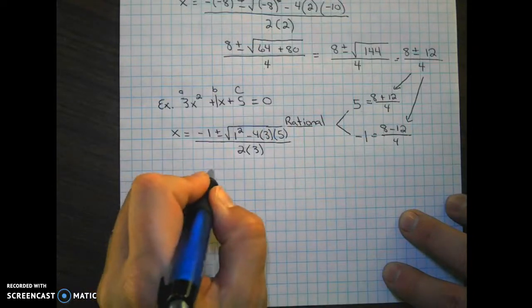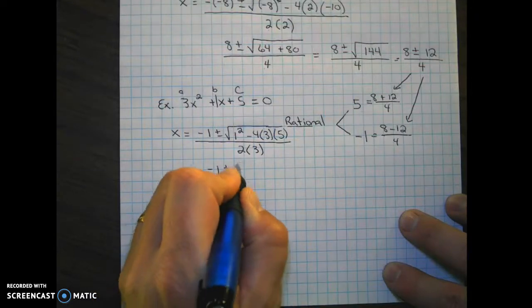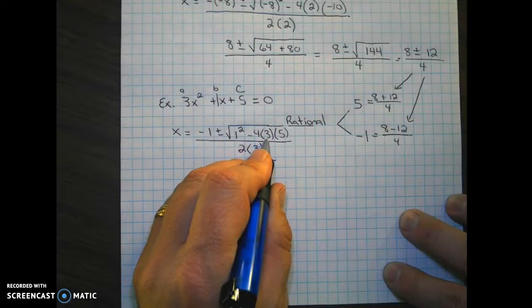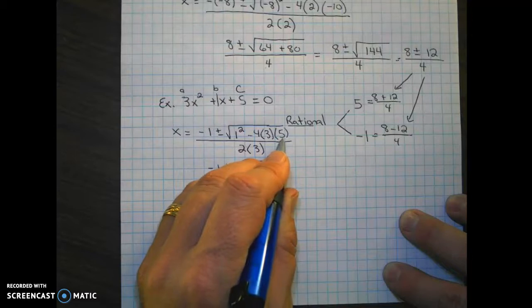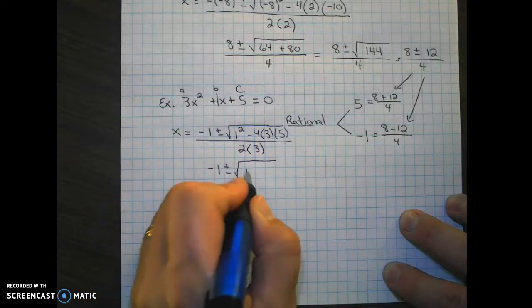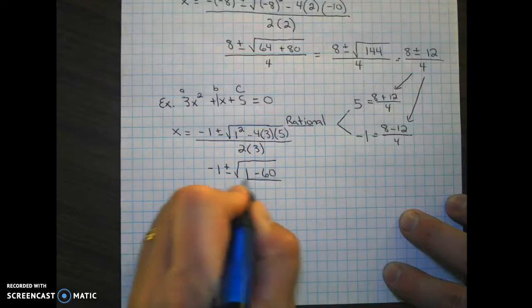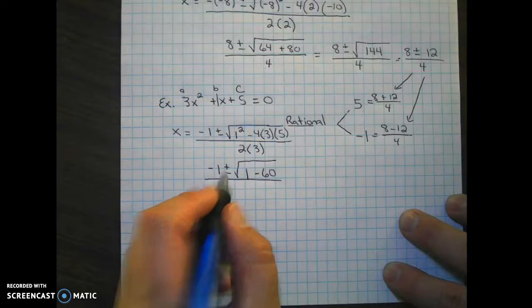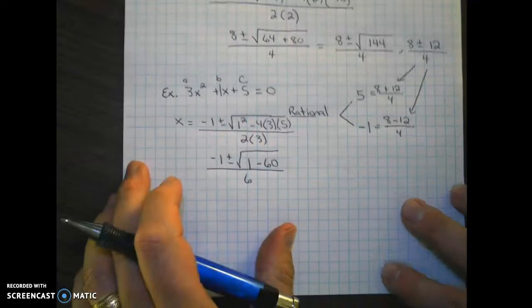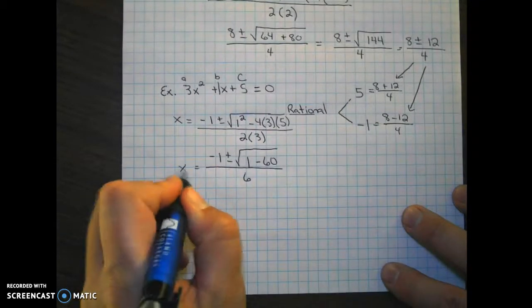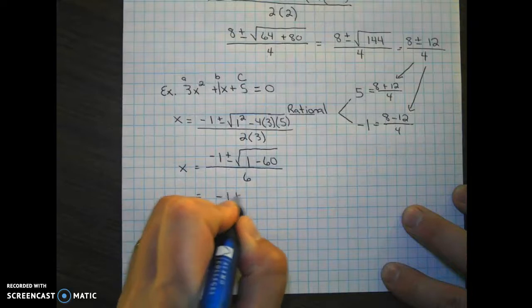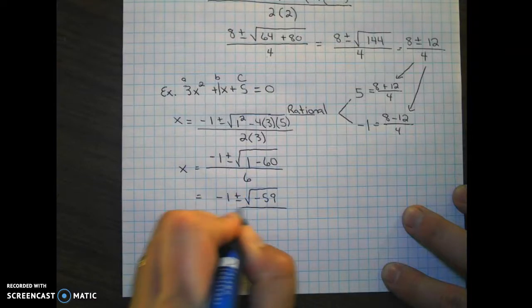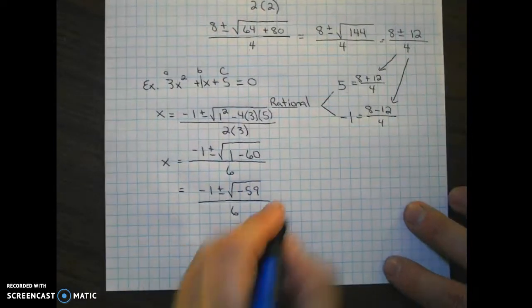So simplifying this, -4 times 3 is -12. -12 times 5 is -60. And that's going to be over 6. Continuing to simplify, we have the square root of -59.